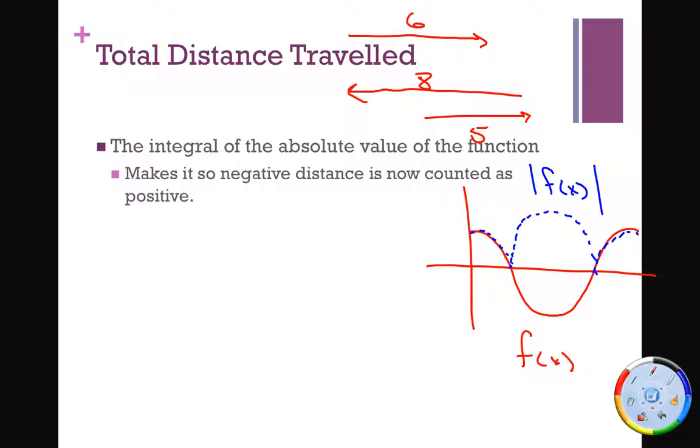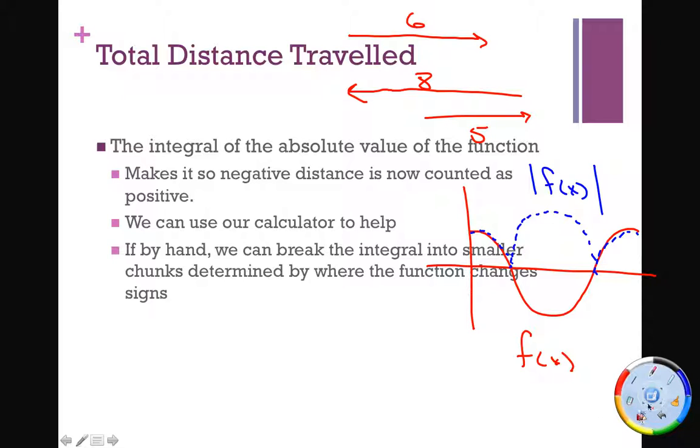And as I've been saying, this makes it so negative distance is now counted as positive distance. I'm just talking about distance here. We can use our calculator to help. We have Math 9, I believe it is, off the top of my head. Yeah, Math 9, the fnInt, where we can find the integral of a function, and you actually can plug in absolute value under math as well. You would go over to NUM, and it would bring up the absolute value button.